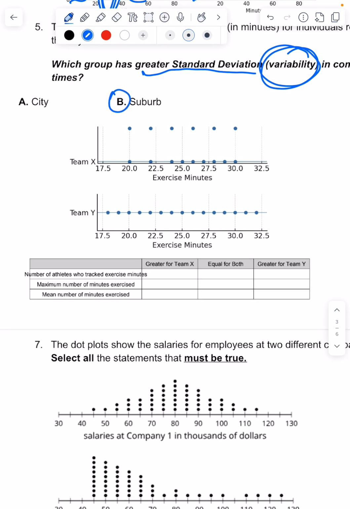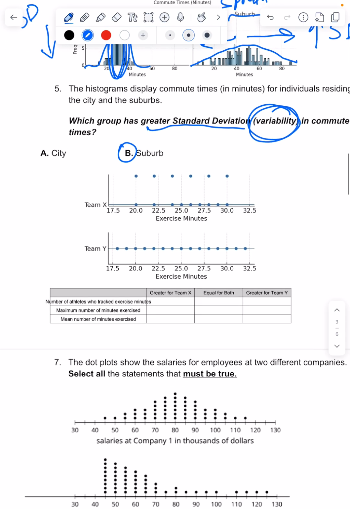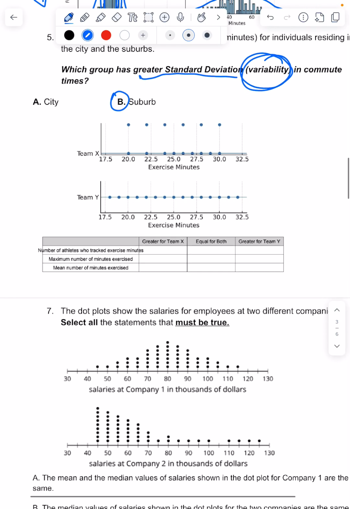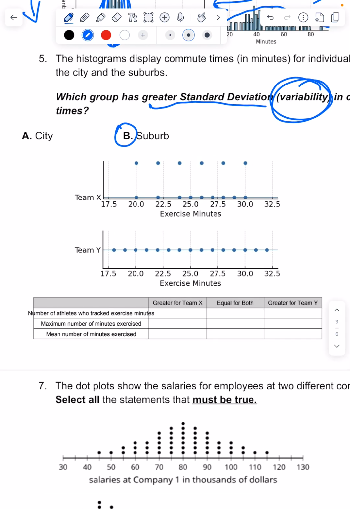That's the highest variability. We have the highest spread in this case. Now question number 5 gives us a dot plot as well, and they ask us a couple of questions. It's going to be greater for team X, equal for both, or greater for team Y.